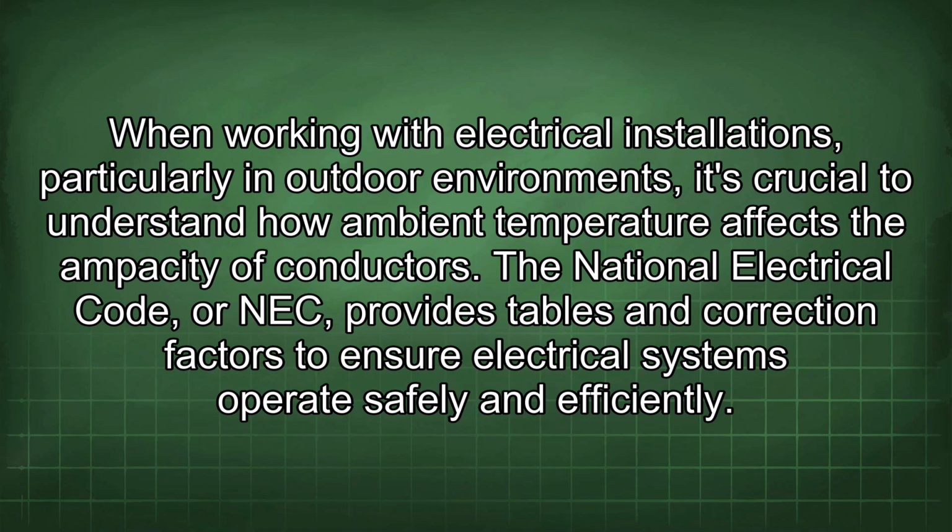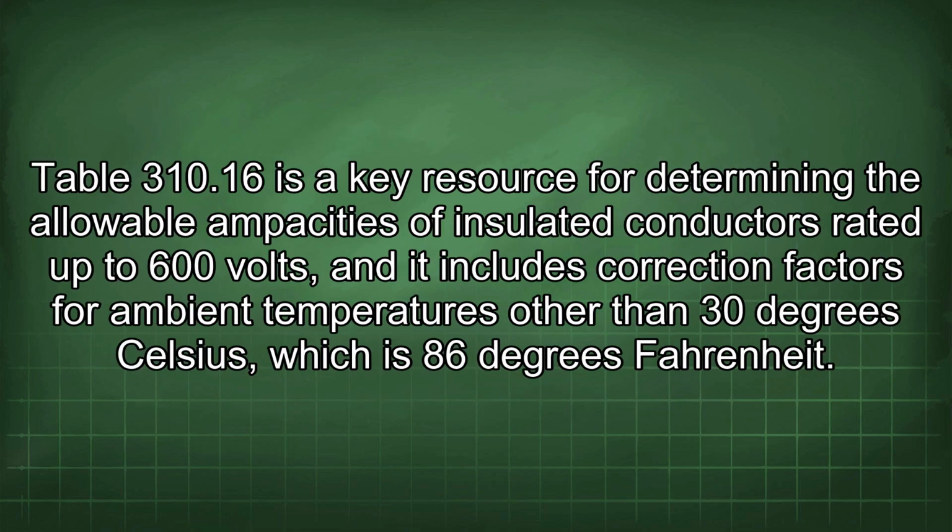When working with electrical installations, particularly in outdoor environments, it's crucial to understand how ambient temperature affects the ampacity of conductors. The National Electrical Code, or NEC, provides tables and correction factors to ensure electrical systems operate safely and efficiently. Table 310.16 is a key resource for determining the allowable ampacities of insulated conductors rated up to 600 volts, and it includes correction factors for ambient temperatures other than 30 degrees Celsius, which is 86 degrees Fahrenheit.